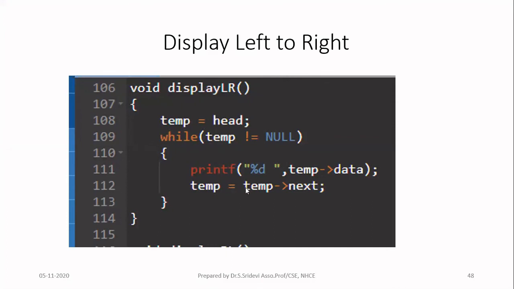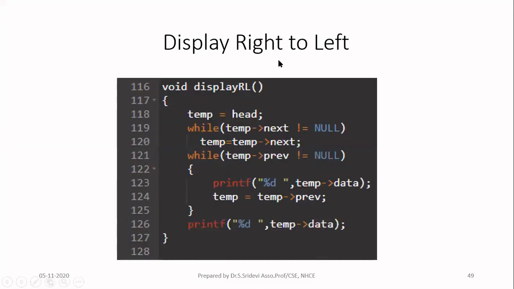Now, this is simple. Now let us come to the display from right to left direction. Here, when you want to display from right to left direction, we have a head pointer which contains the address of the first node. We don't have any pointer which contains the address of the last node, because right to left means you have to start with the last node, you have to proceed till the first node. So you don't have any pointer which contains the address of the last node. So what you have to do is, you have to start only from the head node. You have to go till you reach the last node.